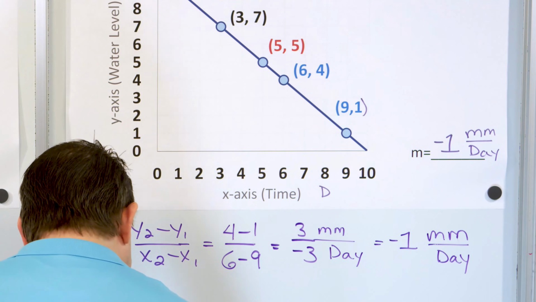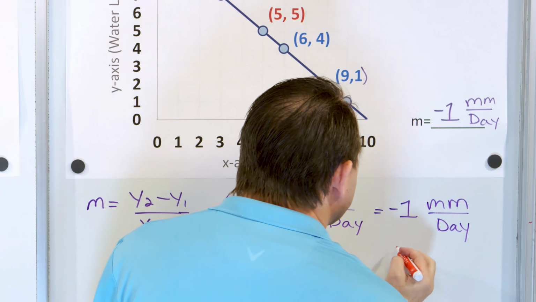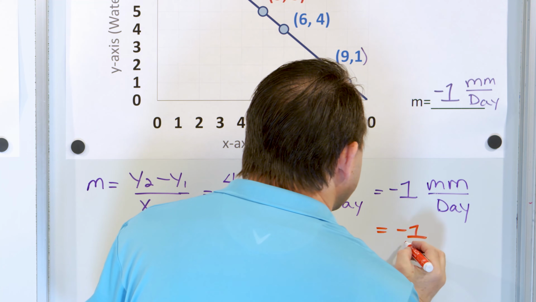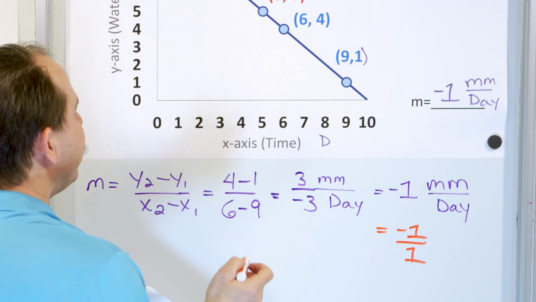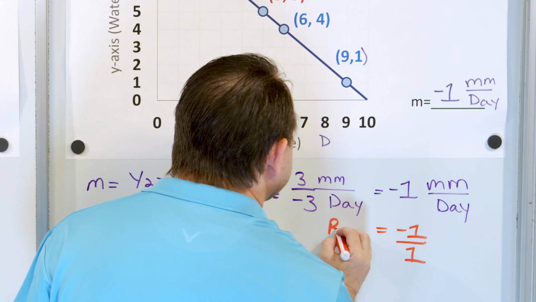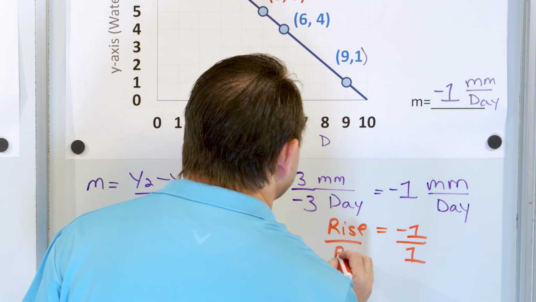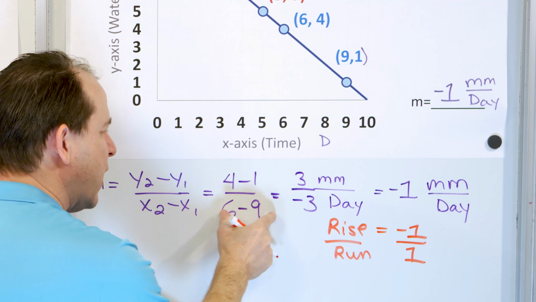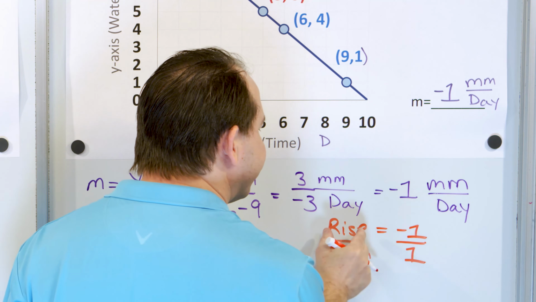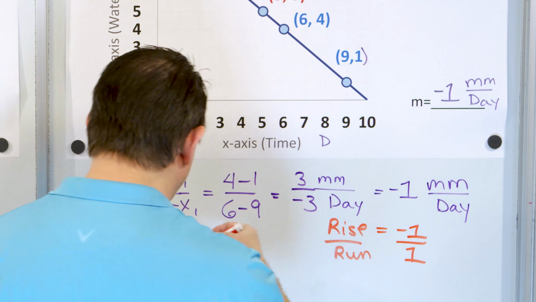Now, let's think about this a little bit further. Any number you can write as, in this case, -1, you can write it over 1, right? Any number is itself over 1. So we can think of it as rise over run, because this is what we did. This was the rise. We calculated it, and this was the run. We calculated it. So when we get our answer, the rise is -1, the run is 1.